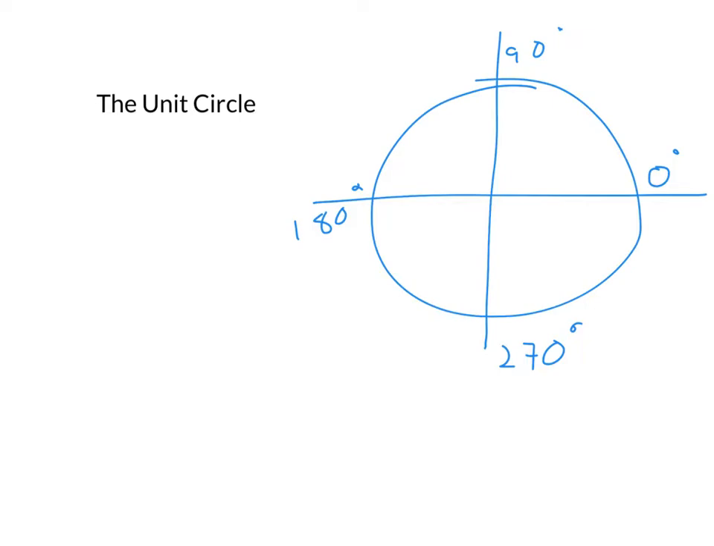Now you can be asked to use the unit circle to find the sine, cos or tan of an angle. The most important thing to remember with the unit circle is which out of sine, cos and tan are positive in each quarter of the circle.